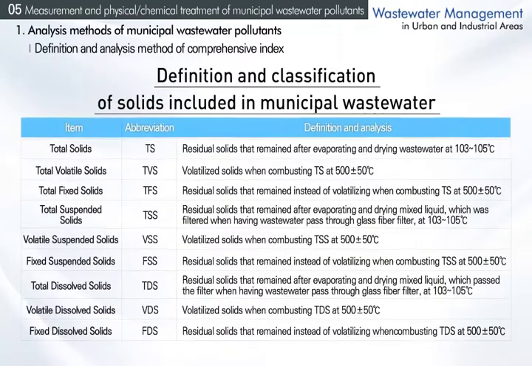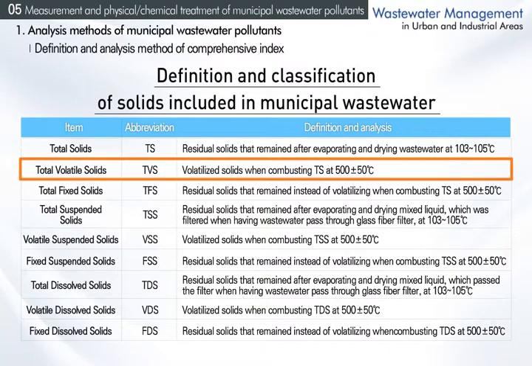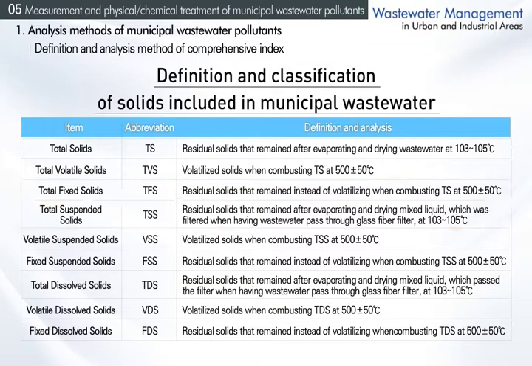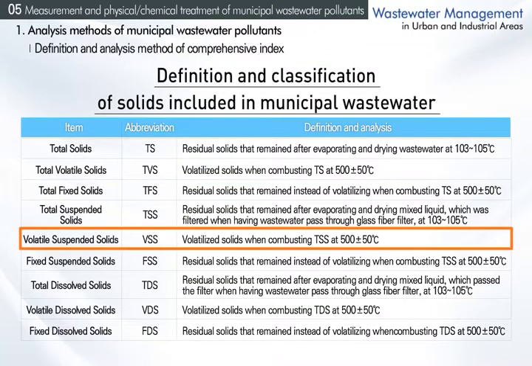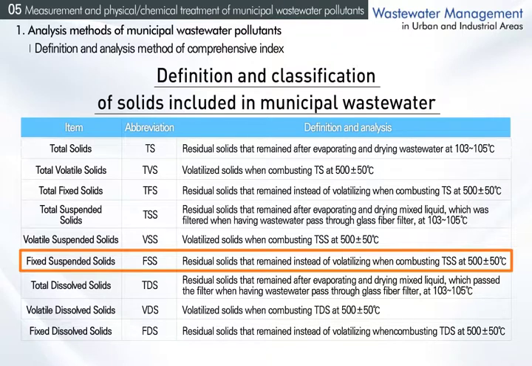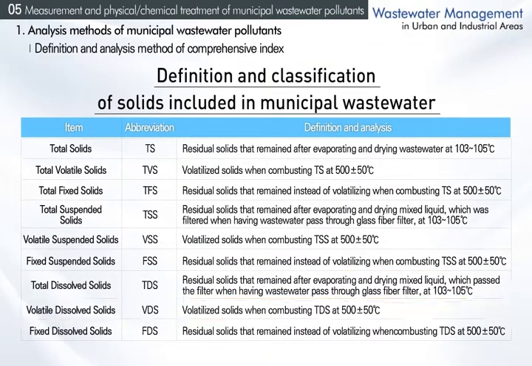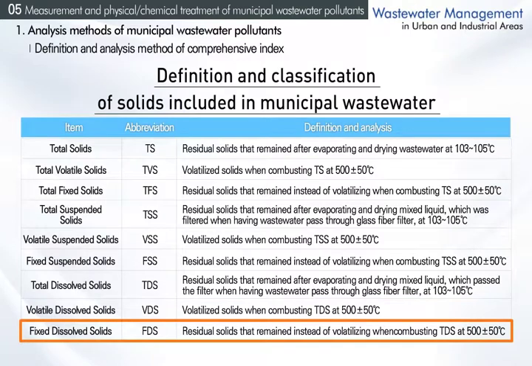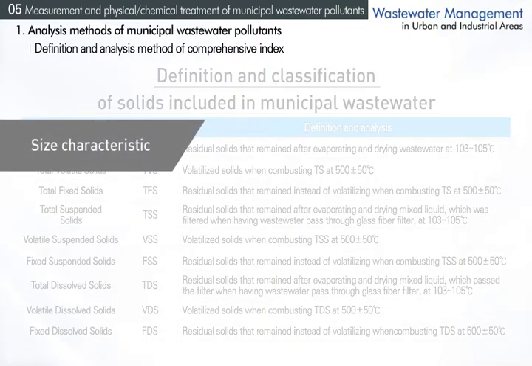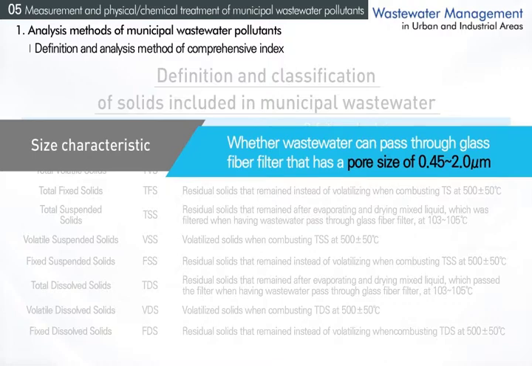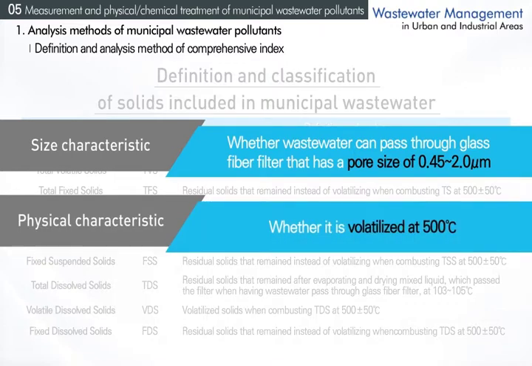Depending on their size and physical characteristics, various solid matters included in municipal wastewater can be classified into total solids, total volatile solids, total fixed solids, total suspended solids, volatile suspended solids, fixed suspended solids, total dissolved solids, volatile dissolved solids, and fixed dissolved solids. Here, the size means whether wastewater can pass through a glass fiber filter that has a pore size of 0.45 to 2 micrometers, and physical characteristics means whether it is volatilized at 500 degrees Celsius.